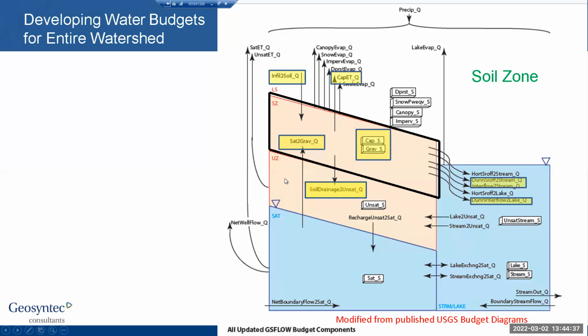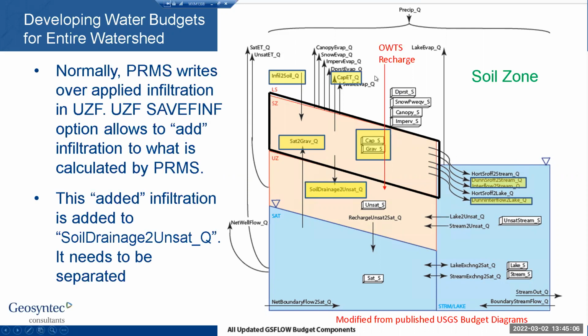So when we looked at these budget components on a daily basis, just to see if inflows minus outflows equal the change in storage, we noticed that there's always a negative term, meaning that outflow is larger than the inflows. We looked closely into that. We also communicated with USGS, and we figured that there is a term, it's OWTS recharge, the on-site water treatment system.